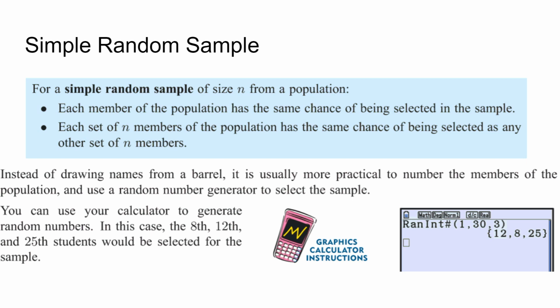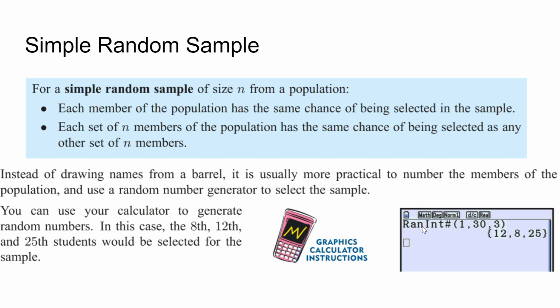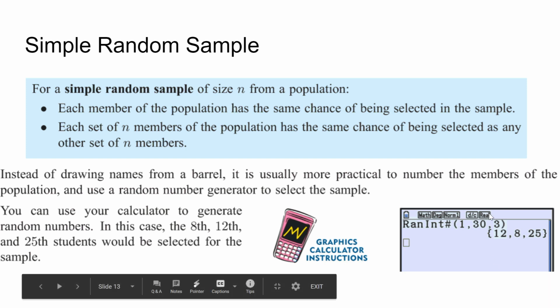So we can do it by choosing names out of a hat. Or instead, we could use a calculator function called randint. That's not something that we'll necessarily use in our class moving forward, but it is something that is there for you. If you were to go into the math menu and then go over to the probability tab, we would see randint right there. And you would enter in your lower value, like you see here, they entered in the number 1. The upper value, they entered in 30. And then how many numbers do you actually want? And that's why they chose 3 there.